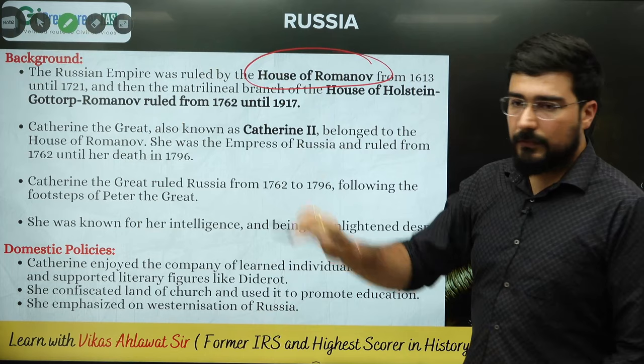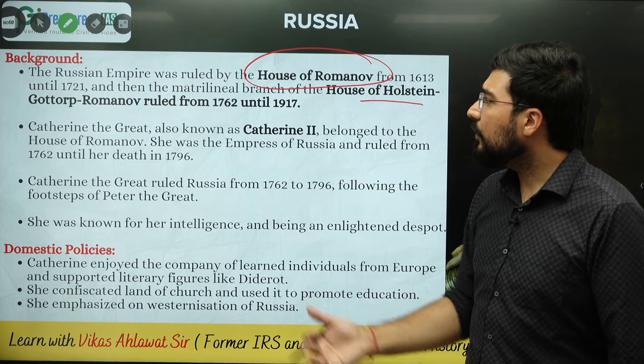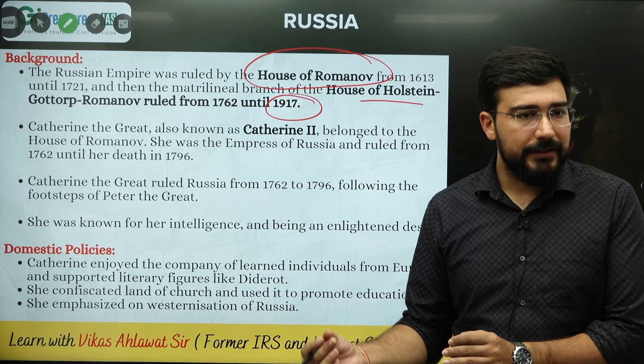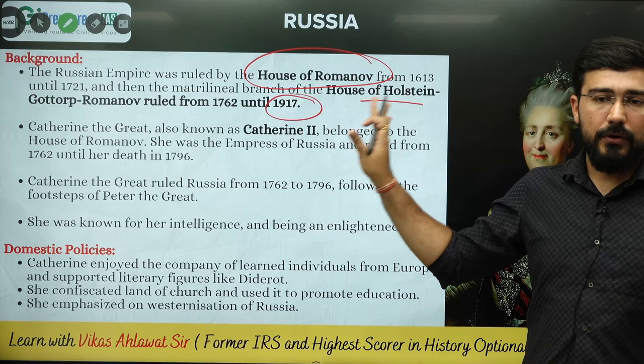Later on, this is going to continue from the maternal side until the Russian Revolution, or the first Russian Revolution, that we say the February Revolution, where we see the abdication of the throne by the Tsar. Tsar was the title which was taken by them, and the name of the dynasty was Romanov. Okay, you have to remember all of this.